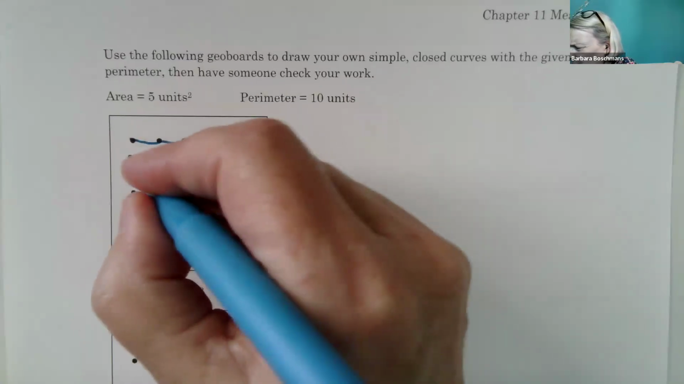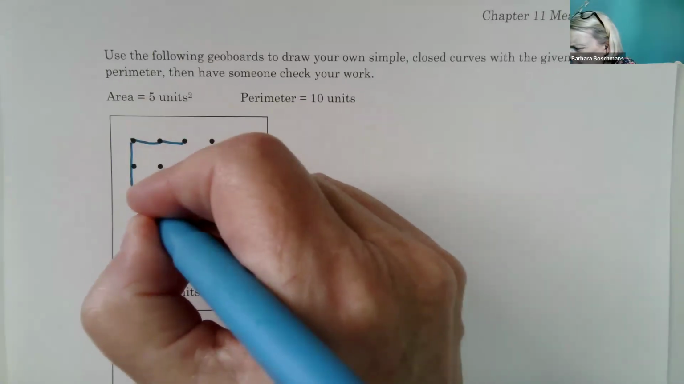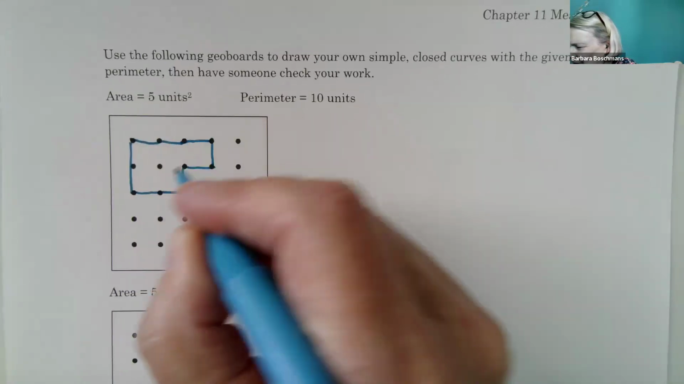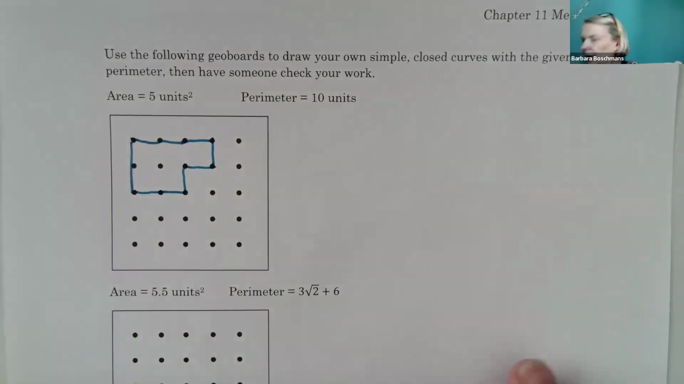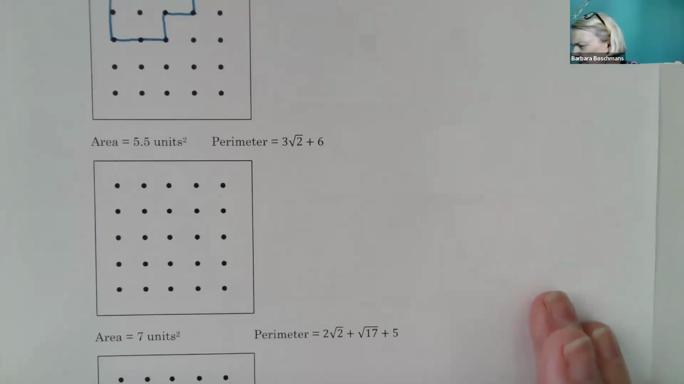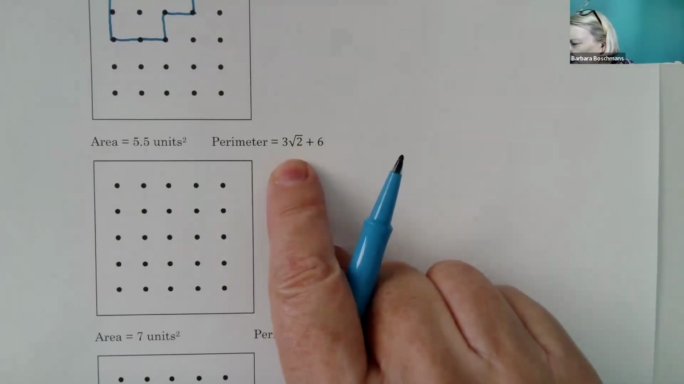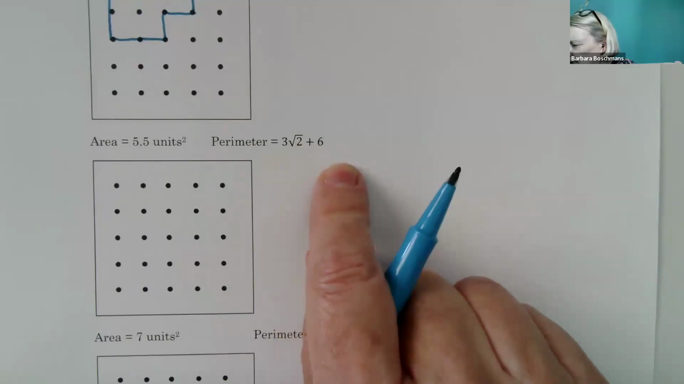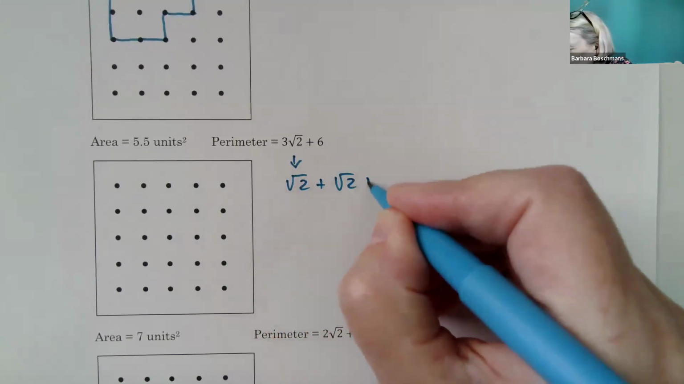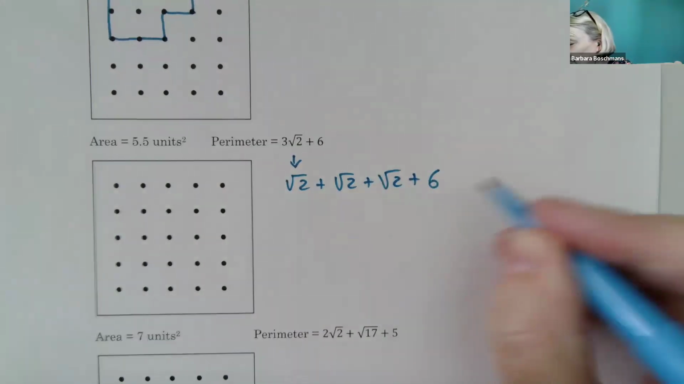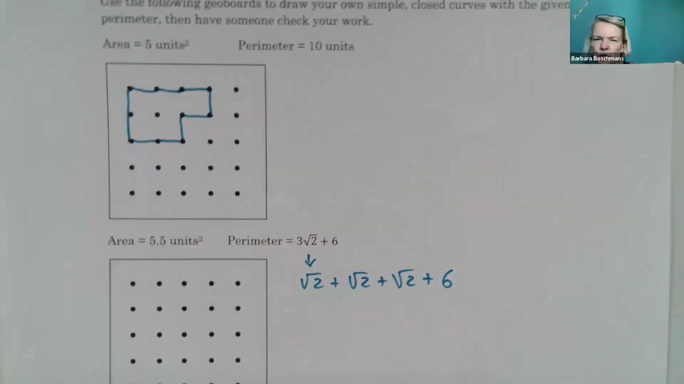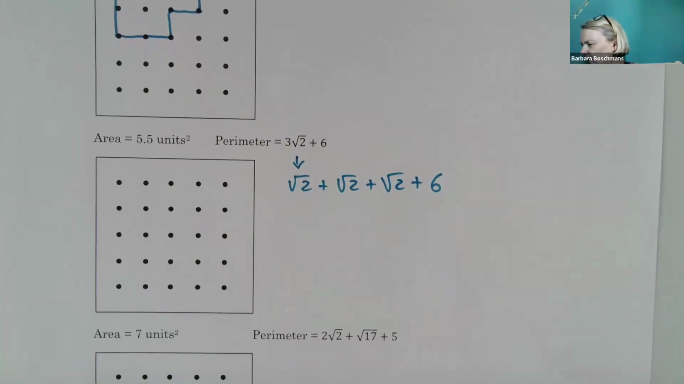1, 2, 3, 4, 5, 6, 7, 8, 9, 10, and 1, 2, 3, 4, 5. That one would work. That's one example. Here's one with decimals. The area is 5.5 units, and the perimeter is 3 times the square root of 2 plus 6. So 3 times square root of 2 can be square root of 2 plus square root of 2 plus square root of 2 plus 6. And that 6 can be divided up just like the 10 was, right? The 10, here's a 3, a 1, some sides 2. You can divide up that 6 however you want to.